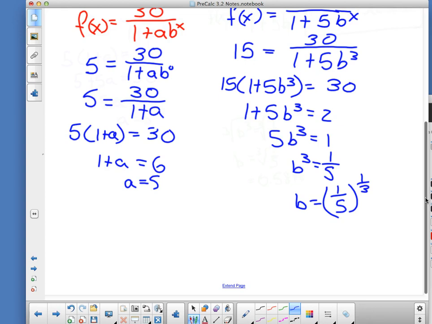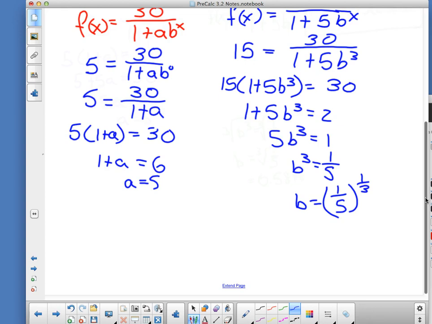I really want to make sure that a miracle doesn't happen. There shouldn't be a miracle step. You shouldn't start at 15 equals 30 over 1 plus the quantity 5 plus b cubed, and then come up with the final answer. I want to see the steps. I want to see the evolution of your solution. Okay, it wasn't intended to rhyme that way, but it came out nice.